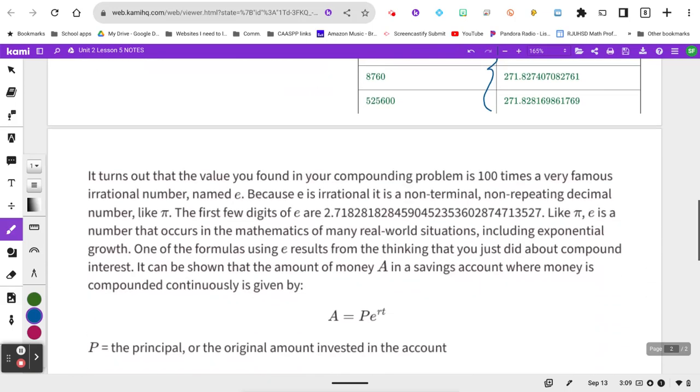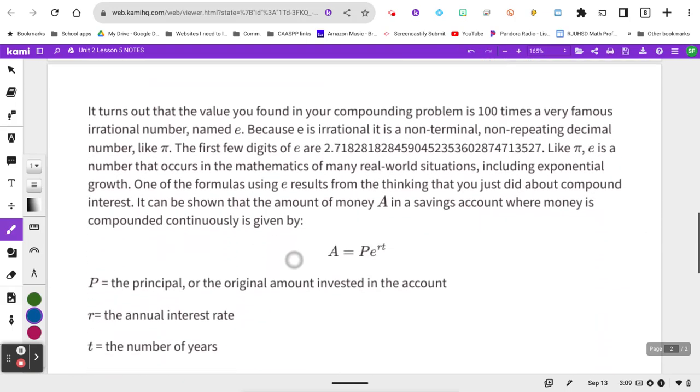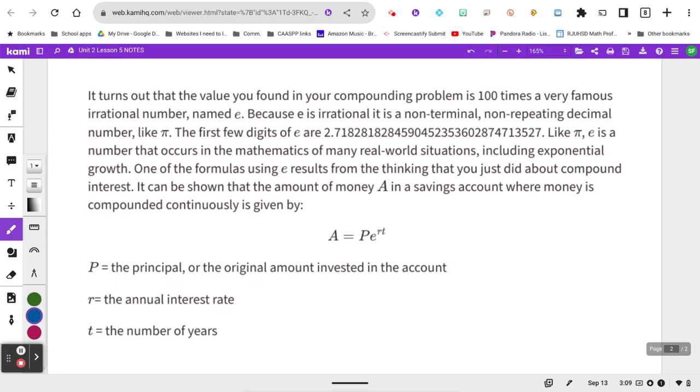Now, the nice thing is, it turns out that if you even do it 100 times, it actually becomes a very famous irrational number named E. Because E is irrational, it is a non-terminating, non-repeating decimal, very much like pi. And there are the first few digits of E. Like pi, E is a number that occurs in mathematics of many real-world situations.